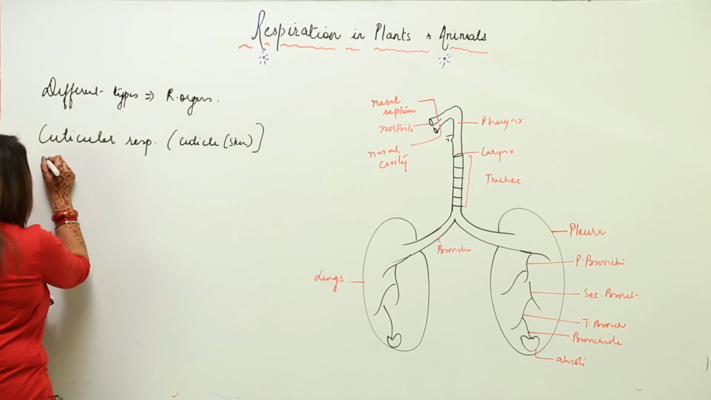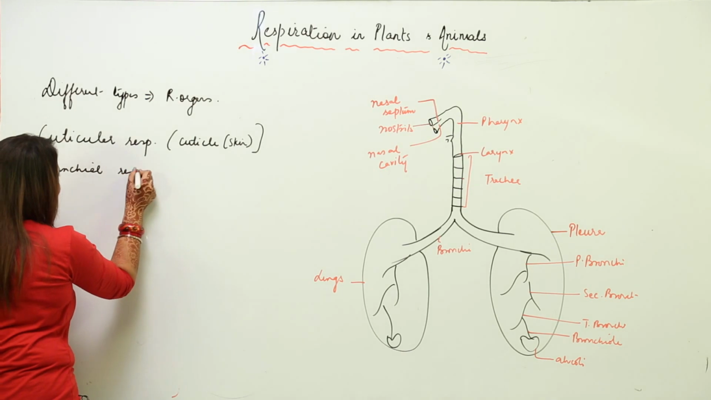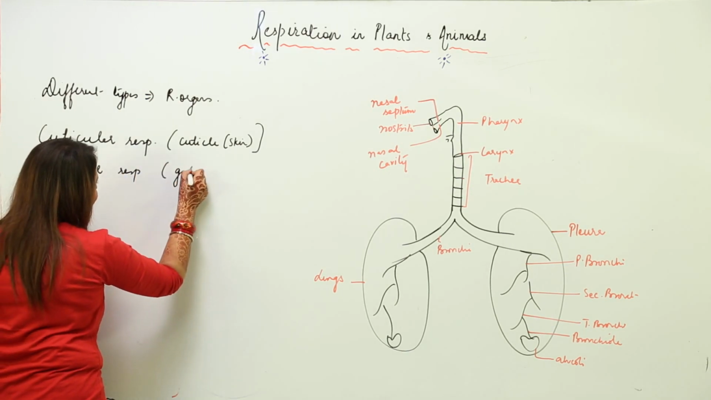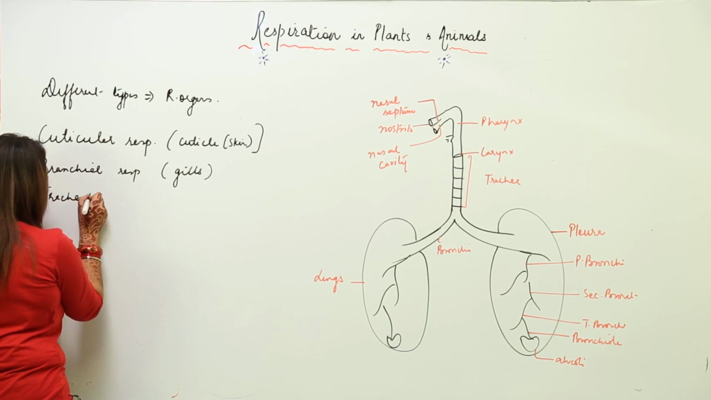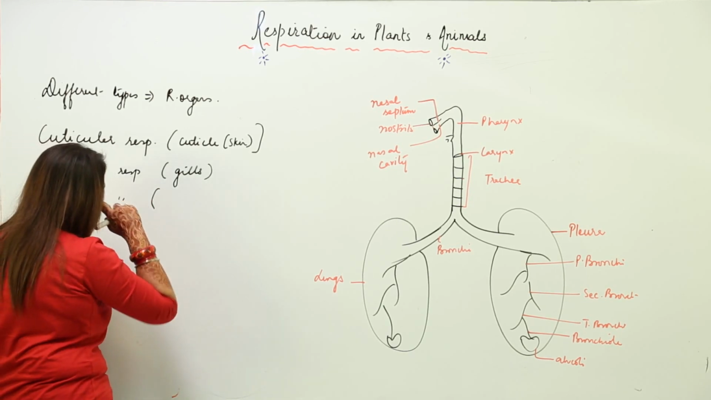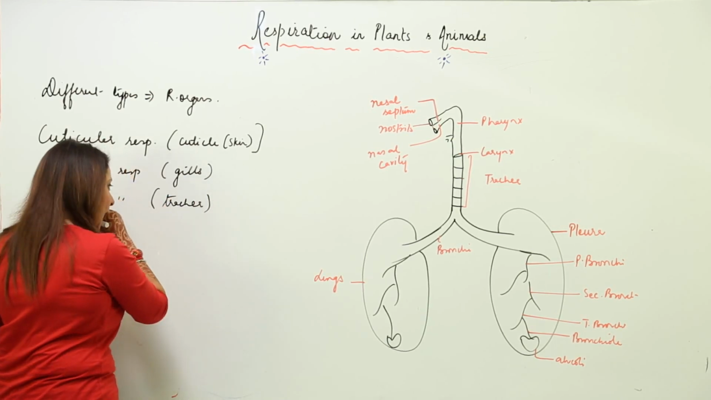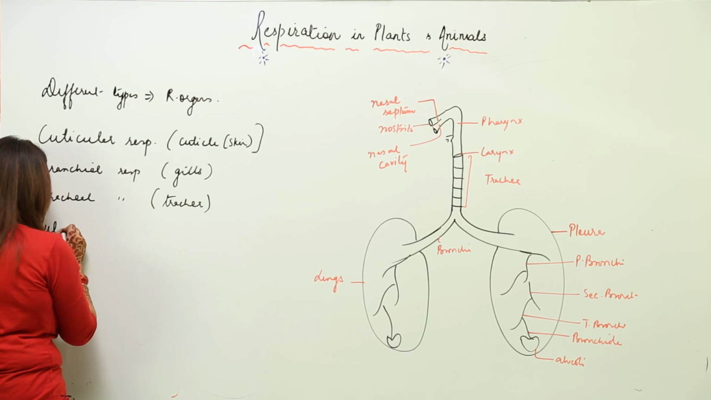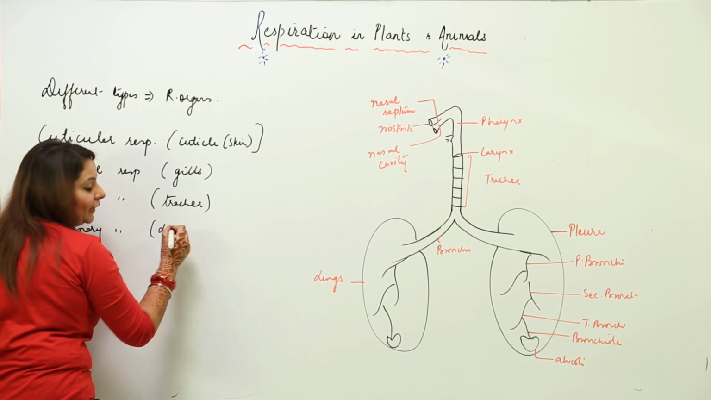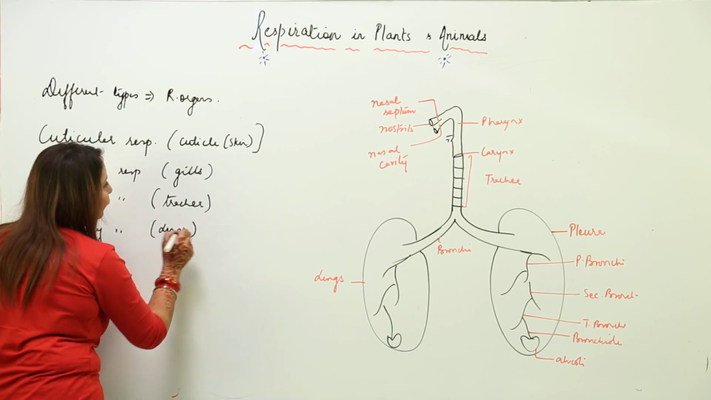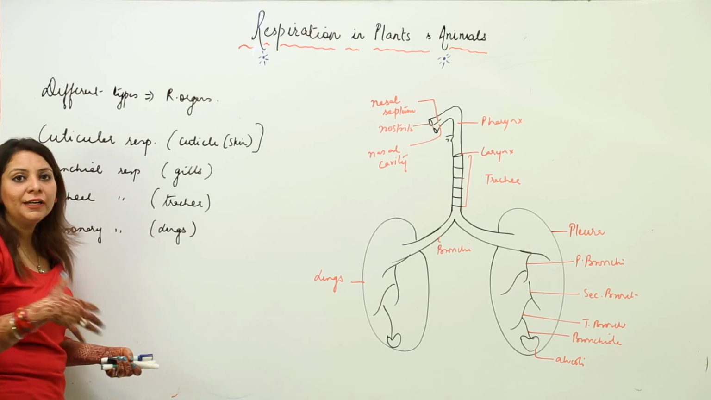There can be branchial respiration, where the organism makes use of its gills to respire. It can be tracheal respiration, in which the organism makes use of the trachea to respire. And there can be pulmonary respiration, where the organism makes use of lungs, or it has special organs, lungs, for respiration. So we have different kinds of respiration depending upon the respiratory organ.